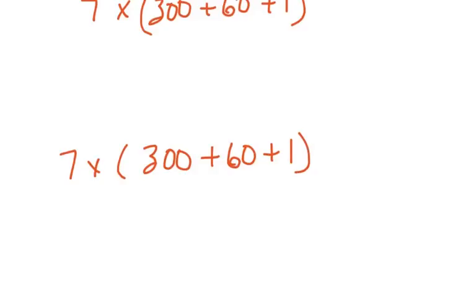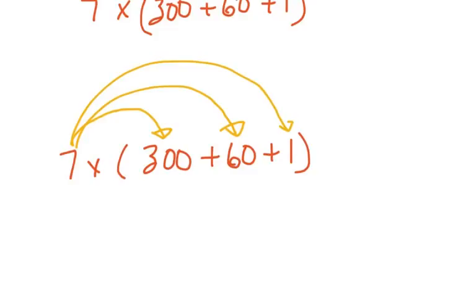So what I'm going to do is distribute that 7, and I'm going to show y'all two ways in which you can do this. You can do it by drawing your arrows like this: 7 times 300, 7 times 60, and then 7 times 1. Well, 7 times 300 is 2,100. 7 times 60 is 420. And then 7 times 1 is 7.